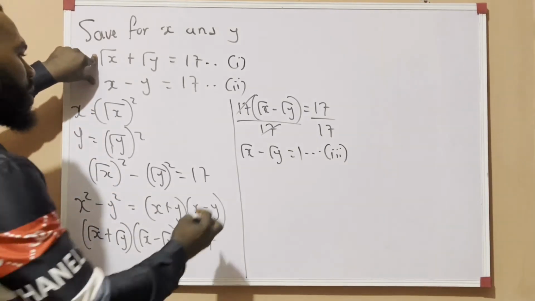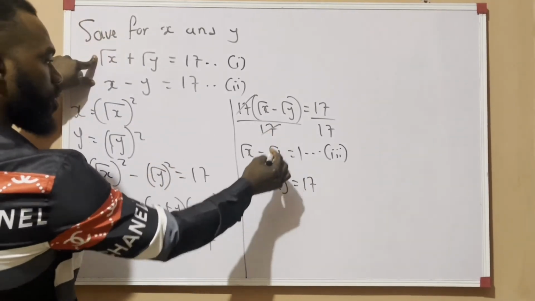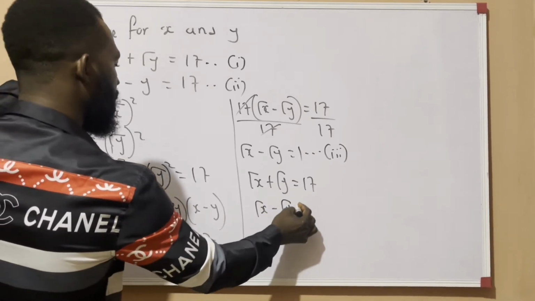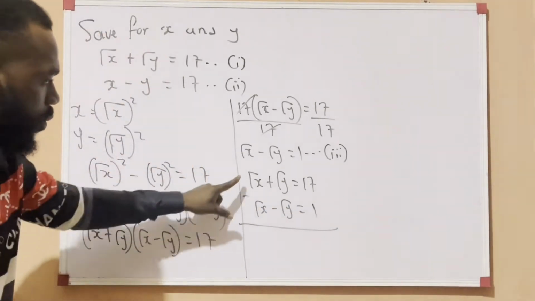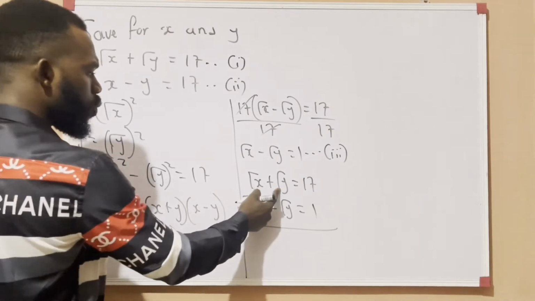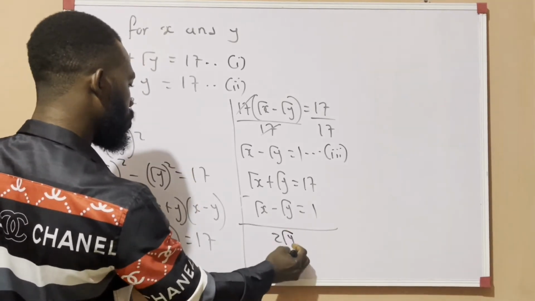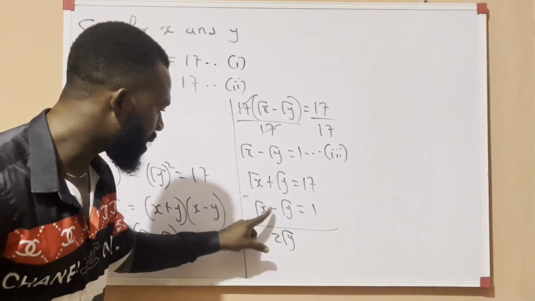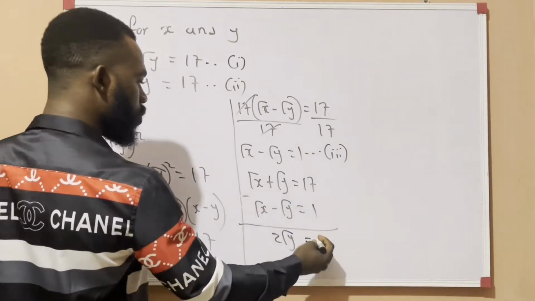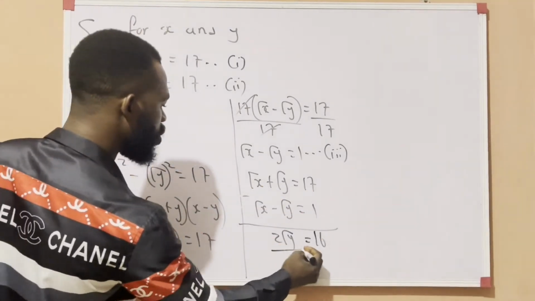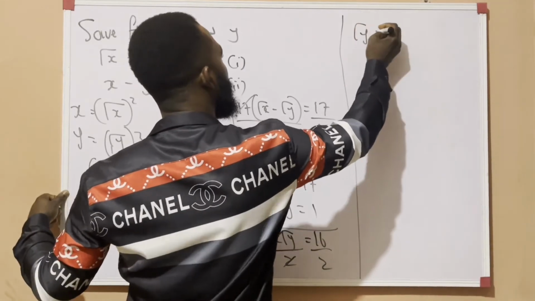Equation 1 says root x plus root y is equal to 17. And equation 3 says root x minus root y is equal to 1. So what we are going to do is subtract. Now, root x minus root x is 0, but root y minus minus root y is 2 root y. How did I get 2 root y? Minus times minus is plus, so root y plus root y gives us 2 root y. And this is equal to 17 minus 1, which gives us 16. If we divide both sides by 2, root y is equal to 8.